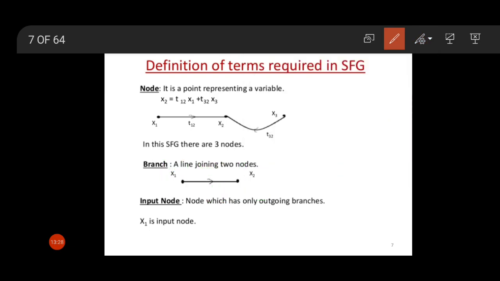Now come to input node. What is an input node? A node which has only outgoing branch. See this diagram. x1 is the only input node because it has only outgoing branch.